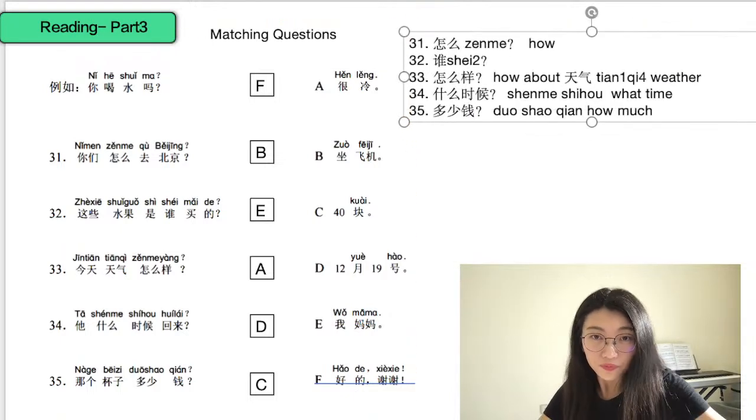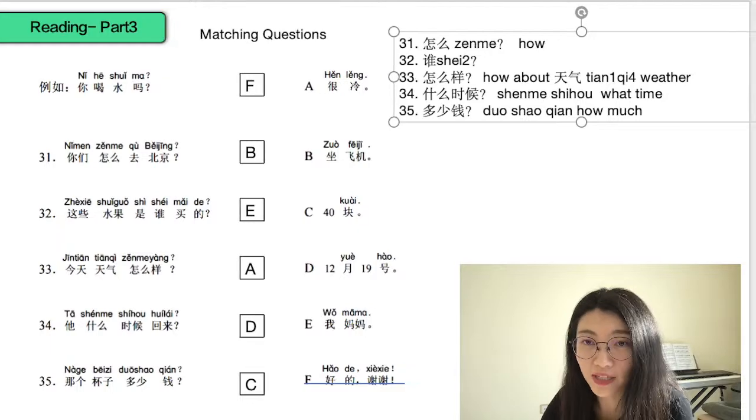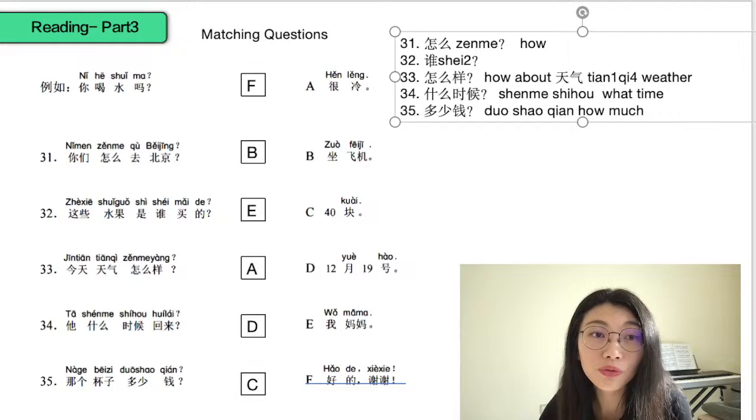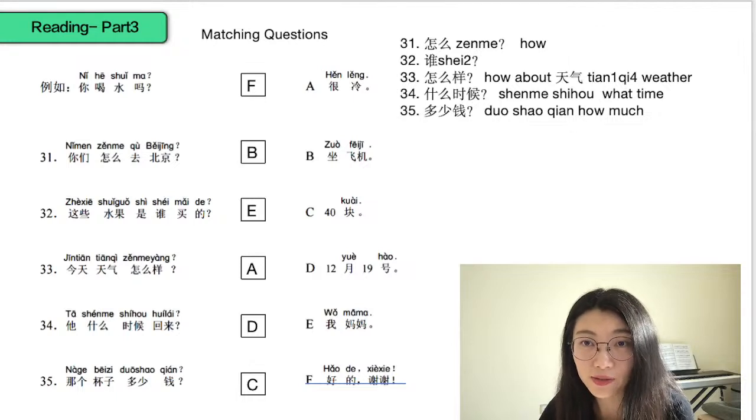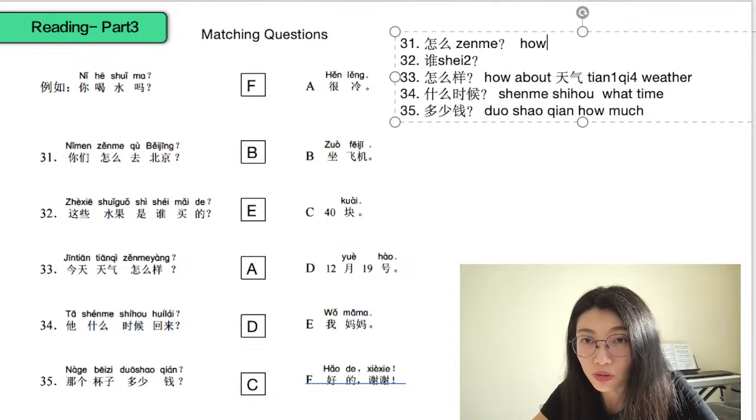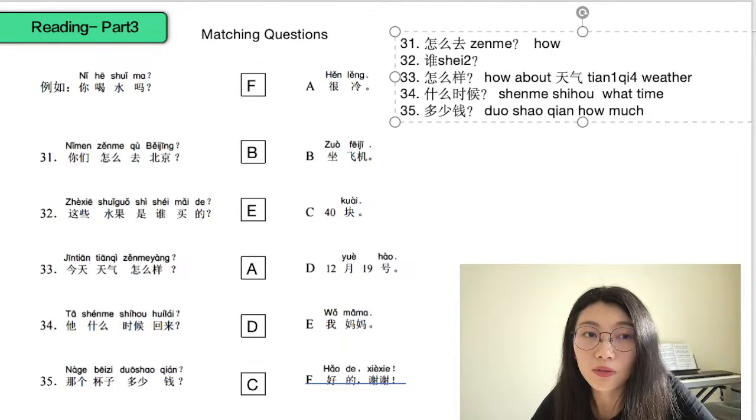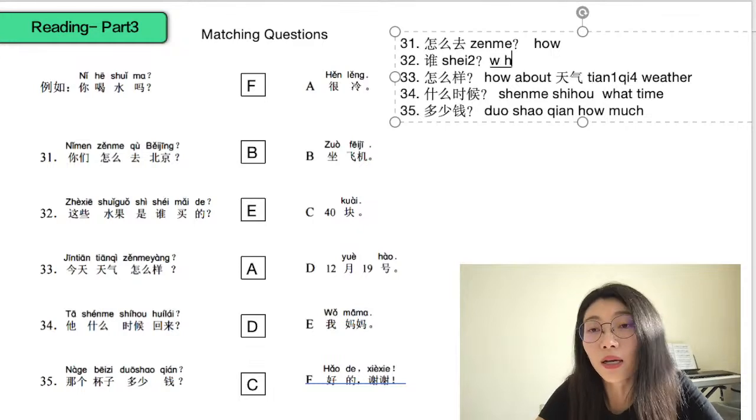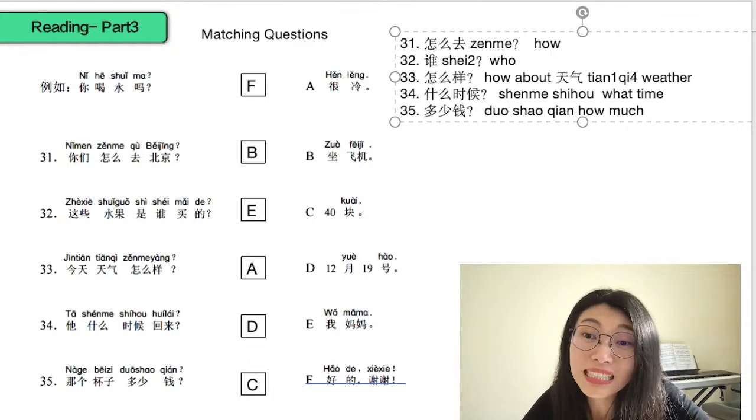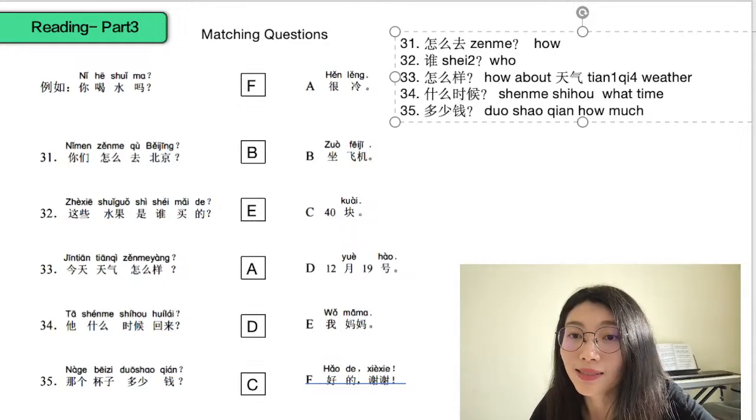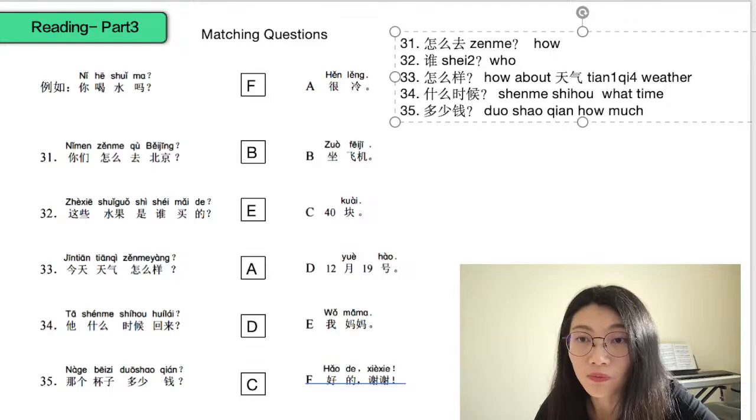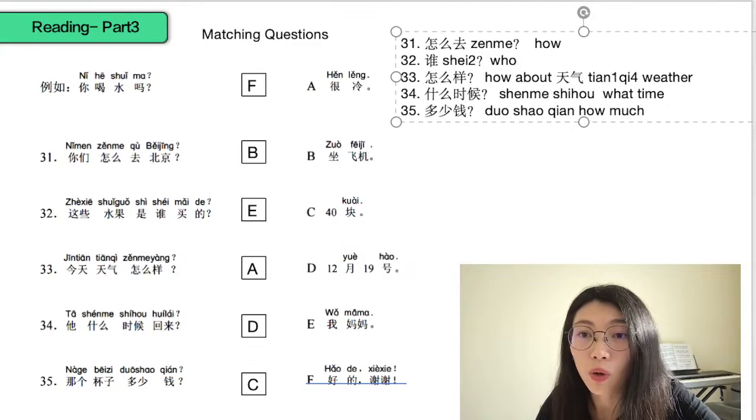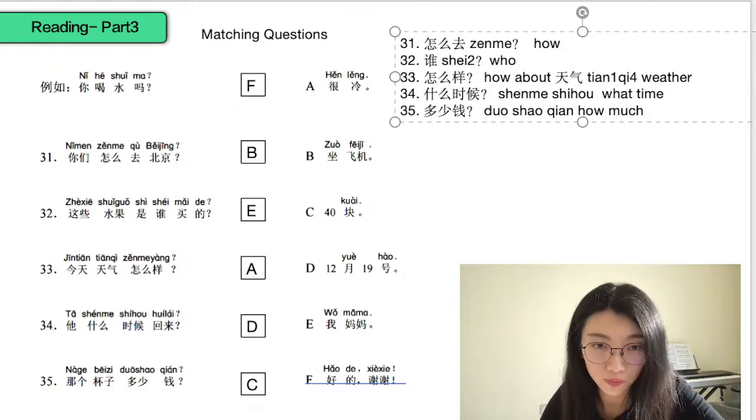Now let's look at the questions. Actually, they just want to see, do you know how to ask questions in Chinese? So 31, 怎么, how, 怎么去, how do you go to Peking? 好 32 谁, ask about who, maybe you can say 我的妈妈, 我的爸爸, 我的哥哥, 姐姐, 弟弟, 都可以. 33 怎么样, how about the weather? 34 什么时候, what time? 35 多少钱, how much?